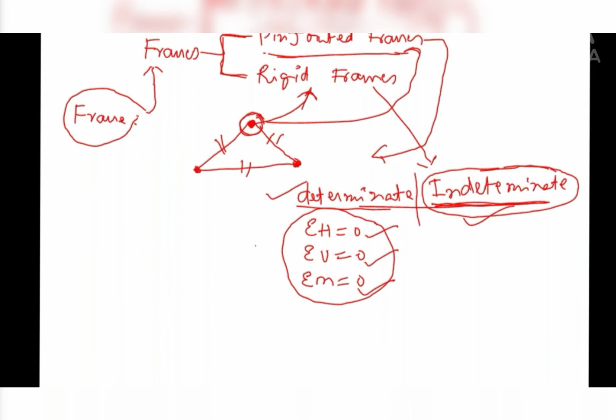So if these three equations are not sufficient to solve any structure, we'll call that an indeterminate structure. To solve indeterminate structures, we have different methods. Using those methods, we can solve indeterminate structures. Now coming to the determinate structure. Determinate structure means we should talk about pin jointed frames only. In this chapter we can solve perfect frames.